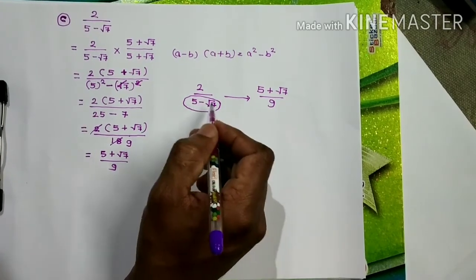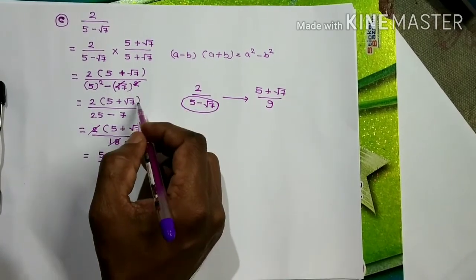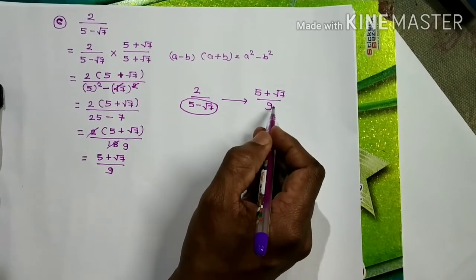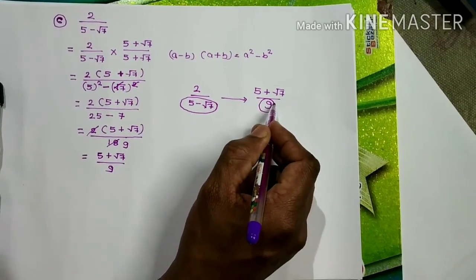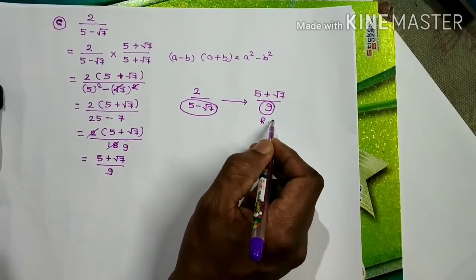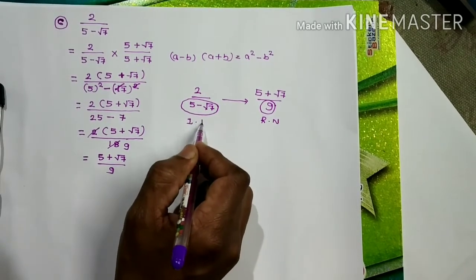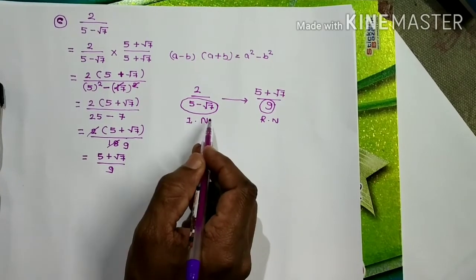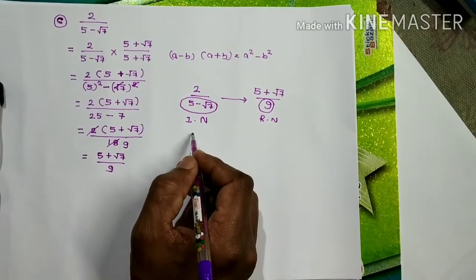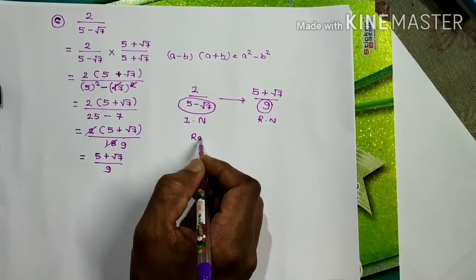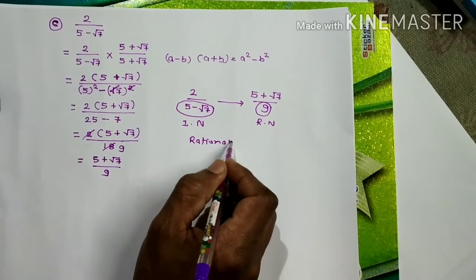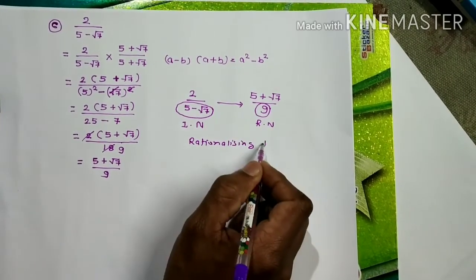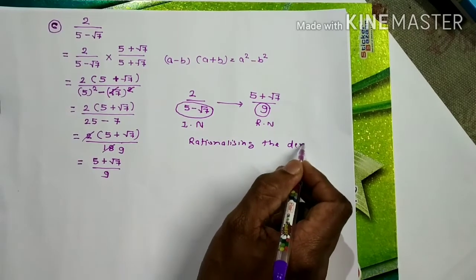After rationalizing the denominator, we have used various steps, and final answer we got 9. So this is rational number and this is irrational number. So this process of converting irrational number to rational number is called rationalizing the denominator.